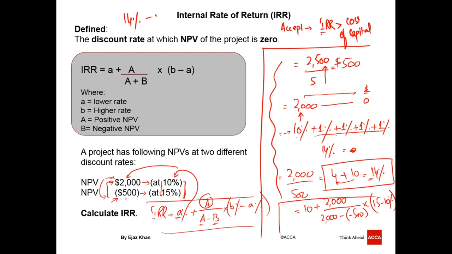So remember, alone IRR will never ever help you decide. You must compare the IRR of the project with the required return or the cost of capital of the company, and only accept the project if your IRR, that is the rate at which the project is generating returns, is higher than what is required by the company.